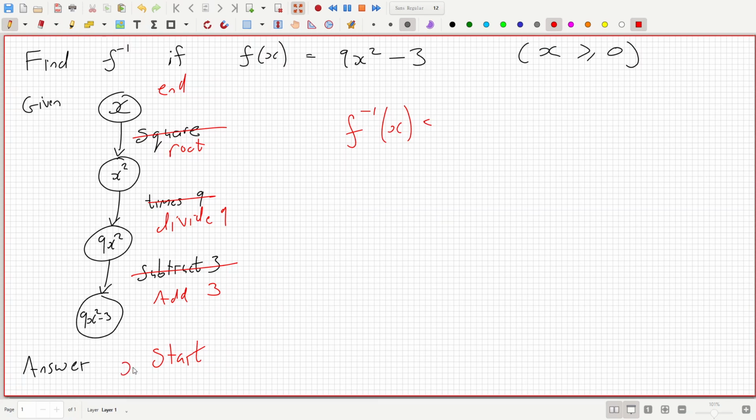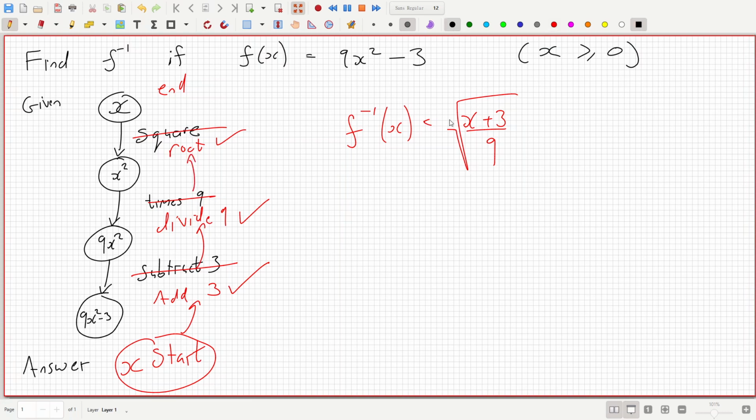In this case, it's almost like you start with the x here instead of starting with the x on the top. So you would add 3, that's x plus 3, done. Divide by 9, done. And then root it. Done. And that's the inverse. So you've just reversed the operations starting at the bottom. So start with x, add 3 instead of subtract 3, divide by 9 instead of times 9, and square root it instead of squaring it.